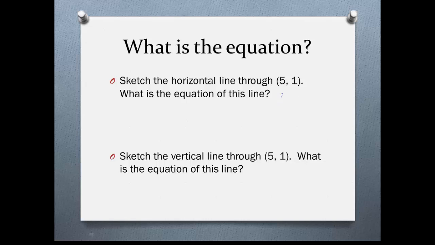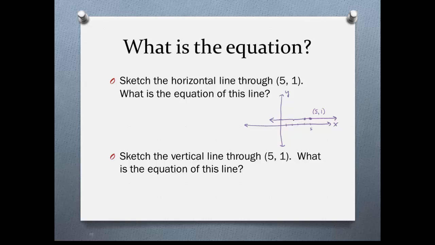Well, if I just quickly make a sketch here, x and y-axis, and I plot the point 5 in the x direction, 1 in the y direction. This says sketch the horizontal line, so that's this line right here. Well, what's the equation of that line? To figure out what the equation of the line is, you have to ask yourself which coordinate is not changing on that line. This is the point 5, 1.